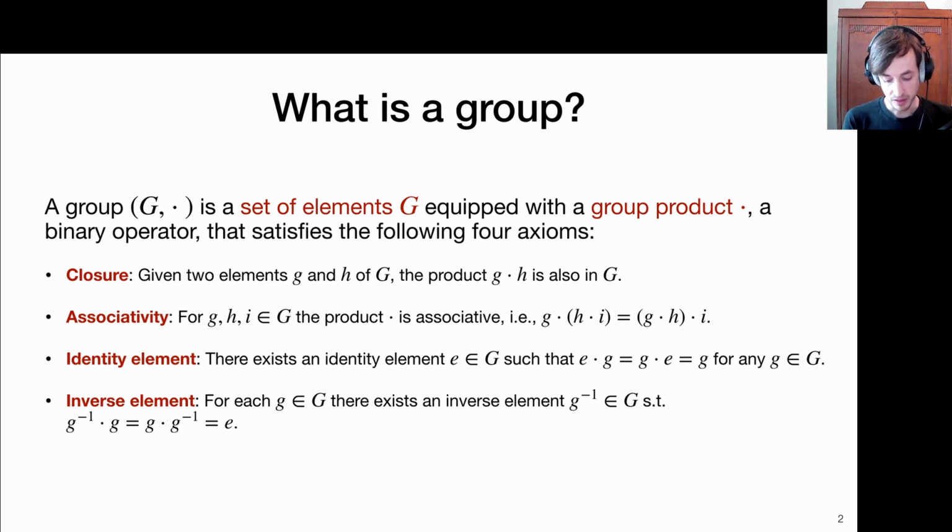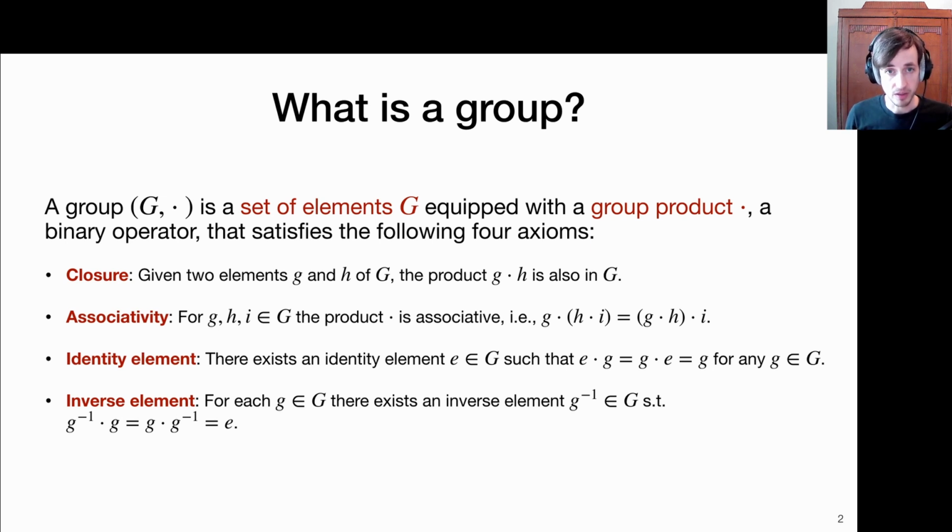It's just like vector spaces are, so that we have this formal definition of it. A group is a set of elements G equipped with a group product, and this is a binary operator that satisfies certain axioms. So what does it mean?